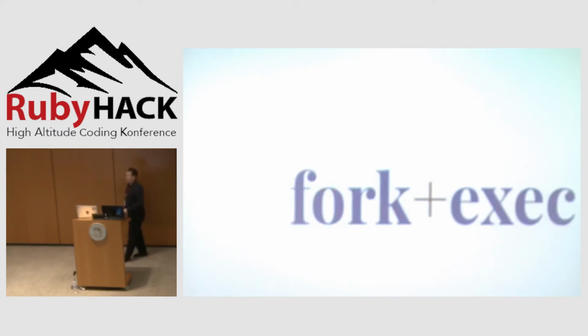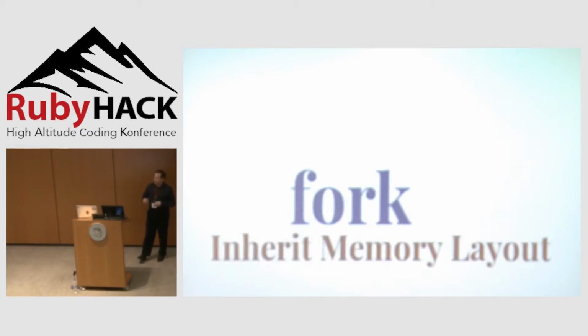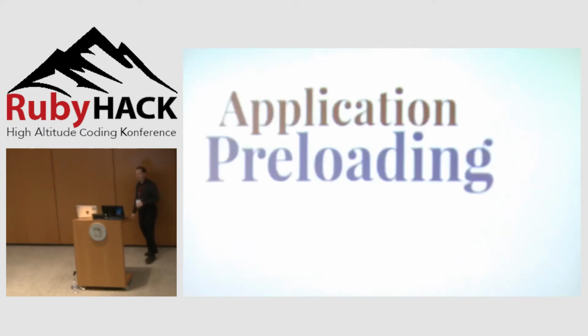So the next security control I'd like to discuss is referred to in the OpenBSD community as fork plus exec, and it's a way to offer protection against address space discovery attacks. When using fork, the child process inherits the memory layout of the parent process. So if you're using a forking Ruby web server, such as Unicorn or Puma in cluster mode, the web server uses fork to create the worker processes, which will all start with the same memory layout as the parent process.